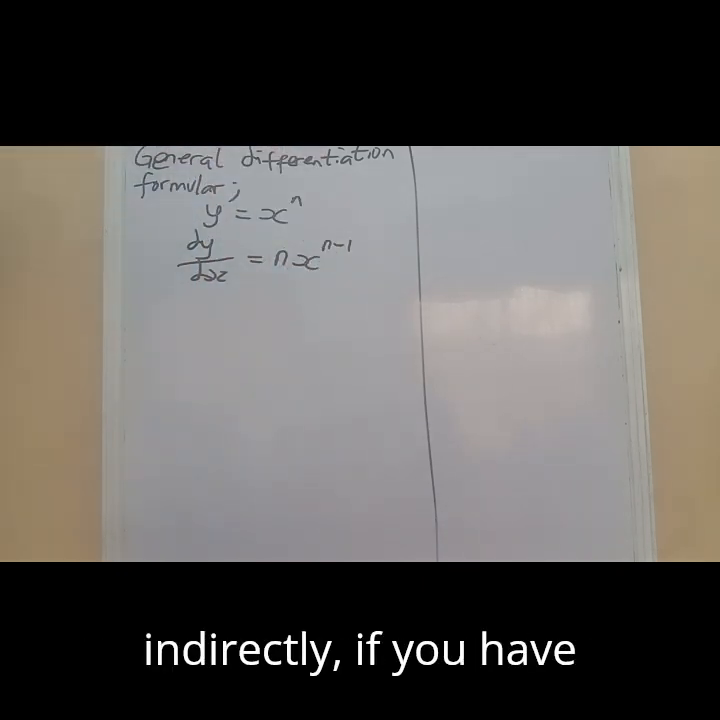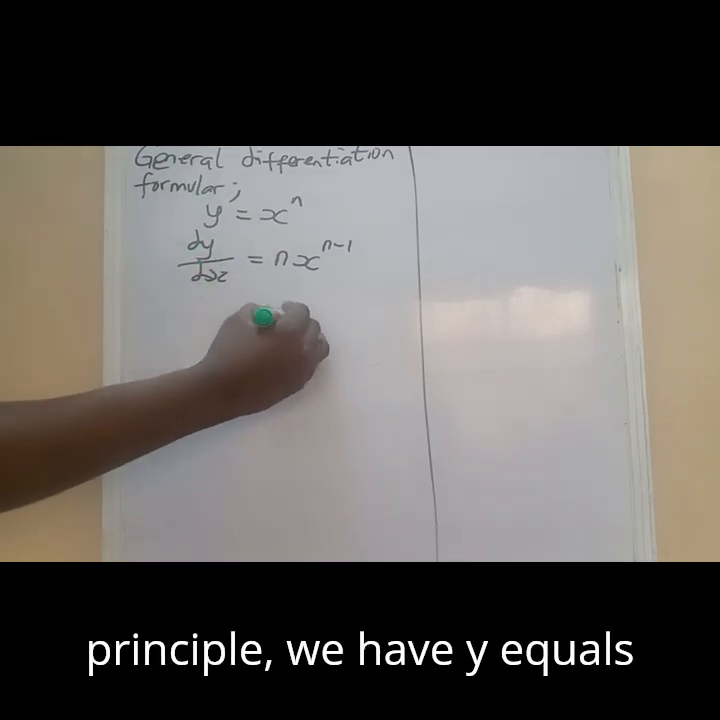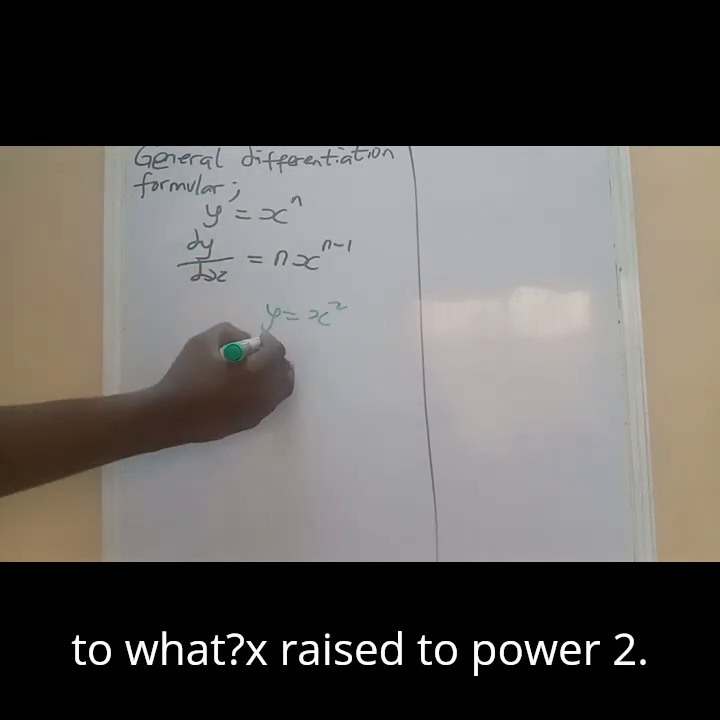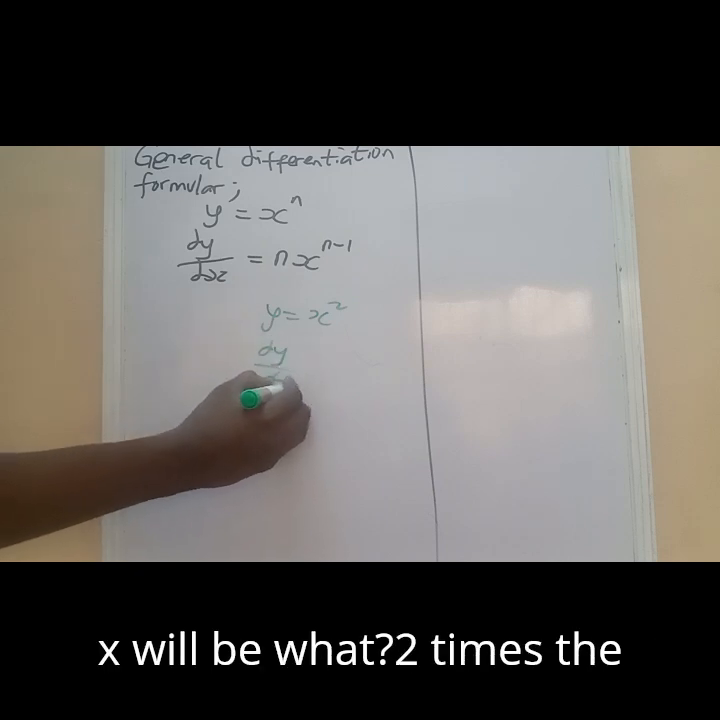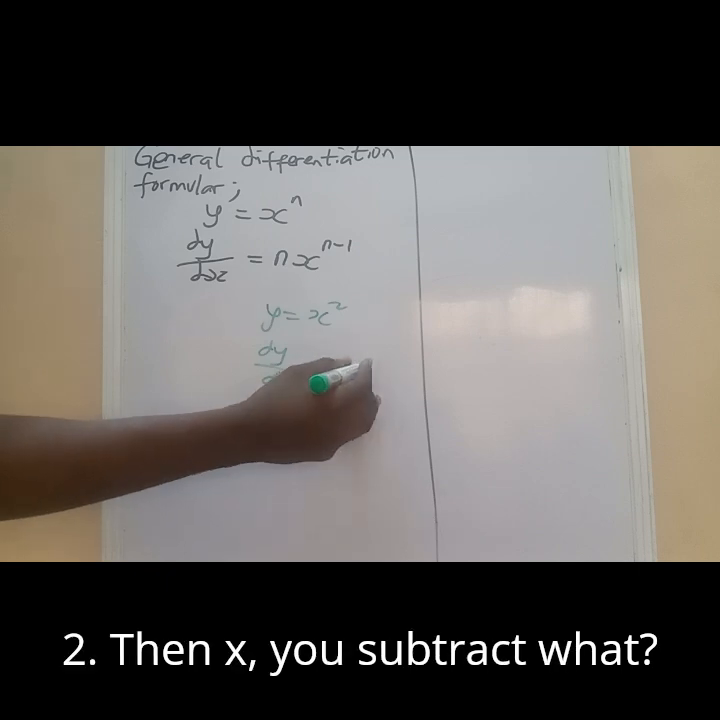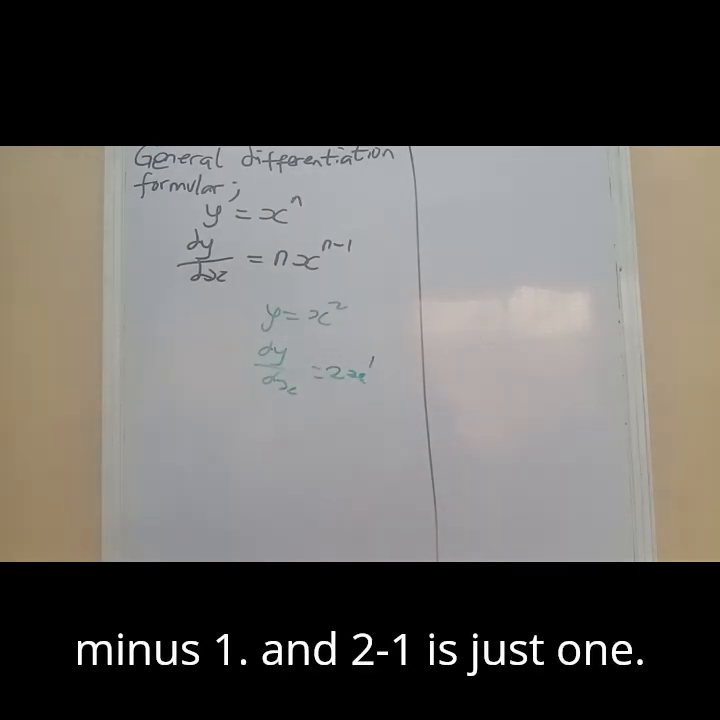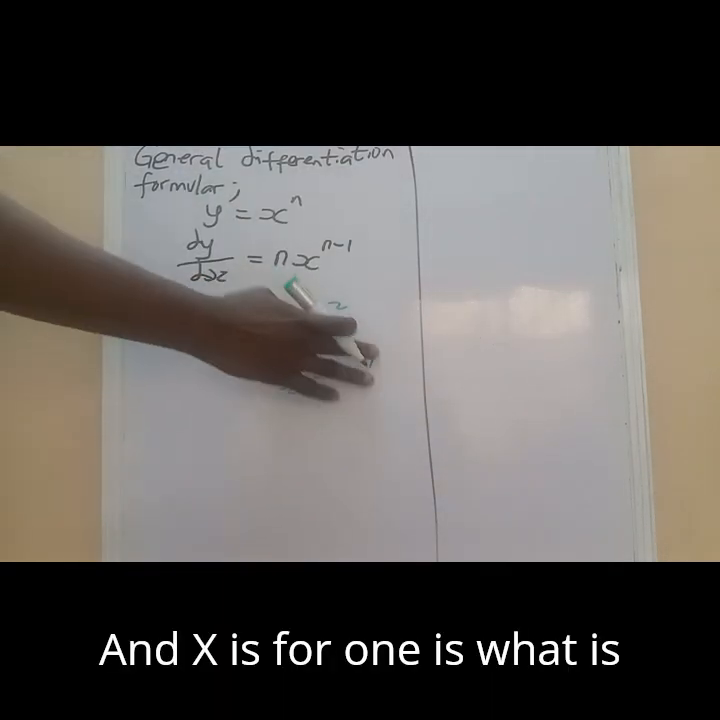So, just like the one we did with first principle, we have y equals x raised to power 2. We said dy over dx will be 2 times the coefficient of x, which is 1, and then for x, you subtract 1 from the power. That's 2 minus 1, and 2 minus 1 is 1. And x to the power 1 is still the same thing as x.